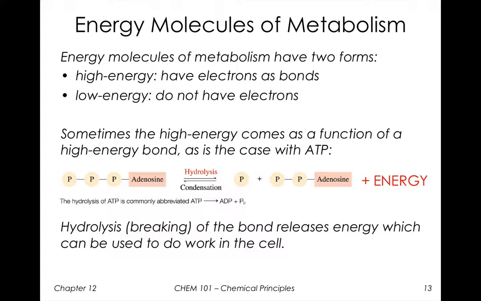Sometimes the high energy comes as a function of a high energy bond, as is the case with ATP. Remember when we talked about the structure of ATP? This is a very, very simple way to represent the structure of ATP. We've got these bonds here between these phosphate groups. These are those high energy phosphate bonds. Remember we showed these in our textbook as being squiggle bonds, meaning that they're high energy. So this bond is high energy, this bond is high energy.